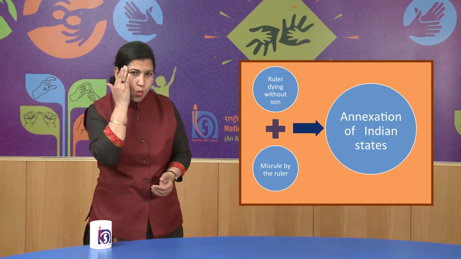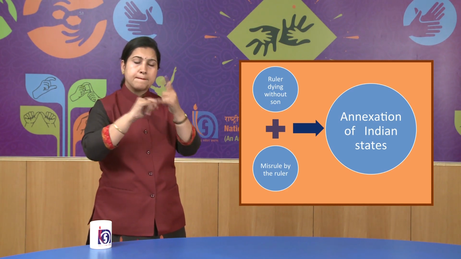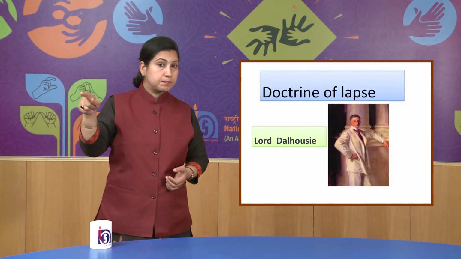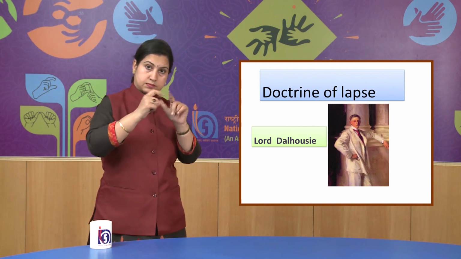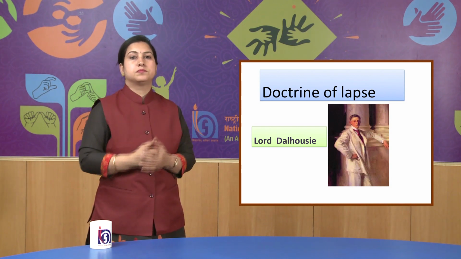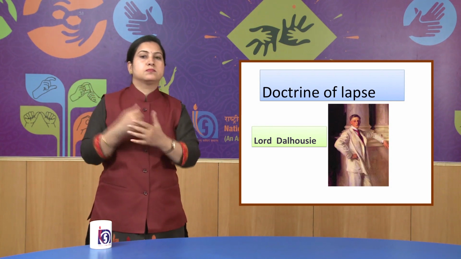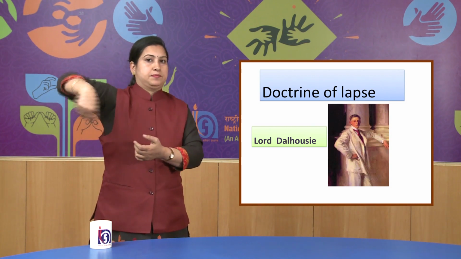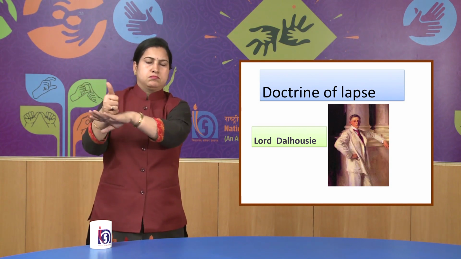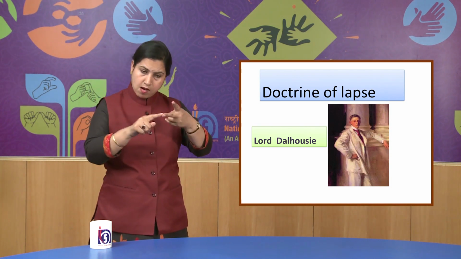Learners, do you know who had started the policy of Doctrine of Lapse? It was started by Lord Dalhousie. He was the Governor General of the company EIC. EIC is East India Company.